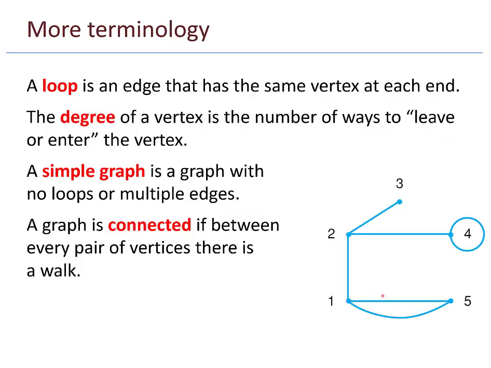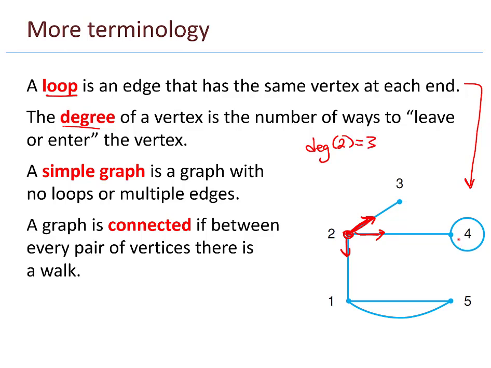How about some more terminology? A loop, that is an edge that has the same vertex at each end. And so we have one example of a loop down there. The degree of a vertex, that's the number of ways to leave or enter the vertex. For example, look at vertex 2. If you were an ant on vertex 2, you could go in 1, 2, or 3 directions. So we say that the degree at 2 equals 3.